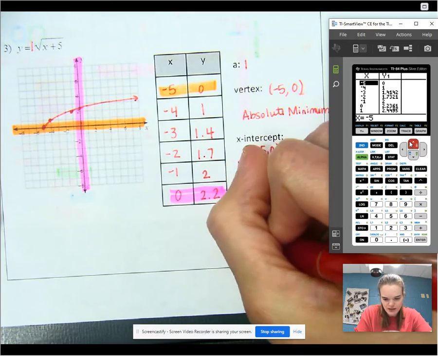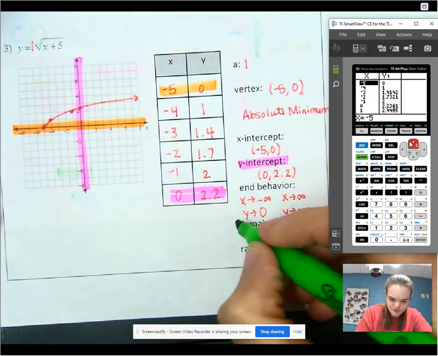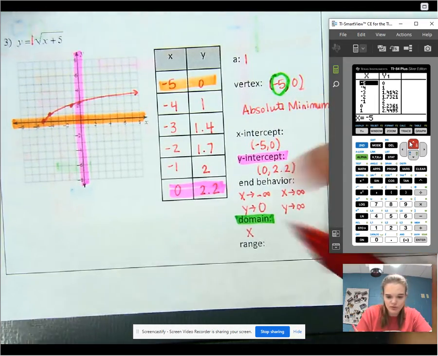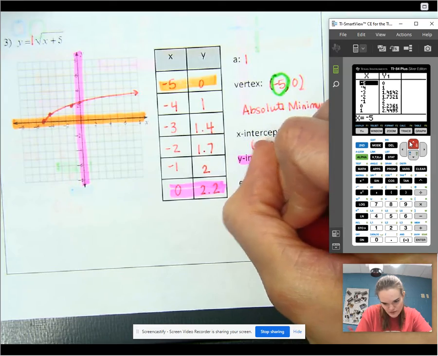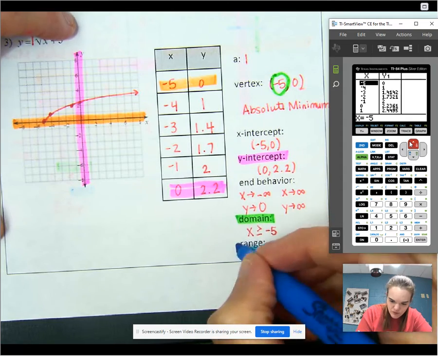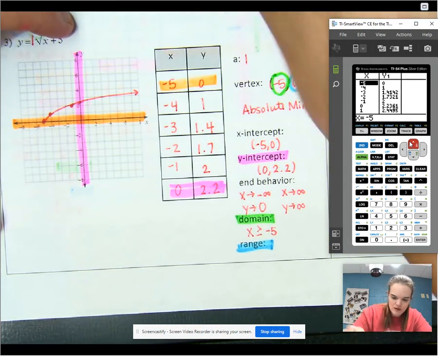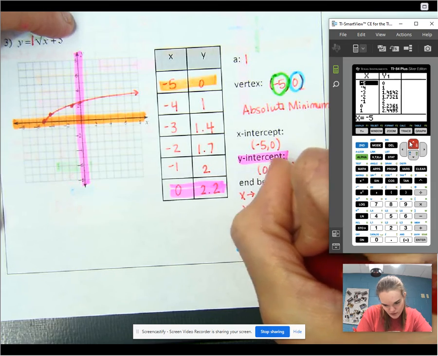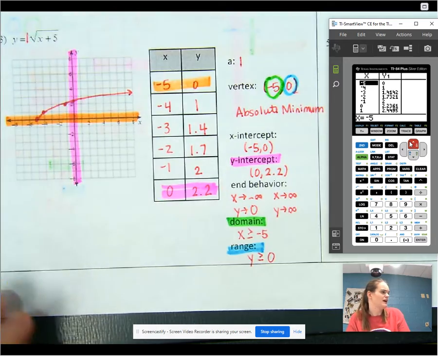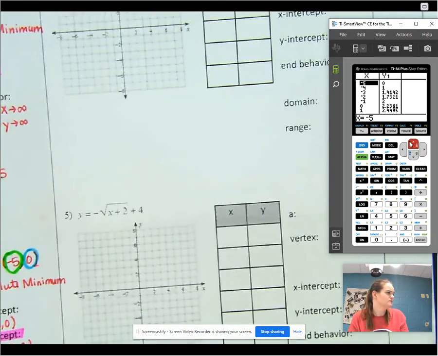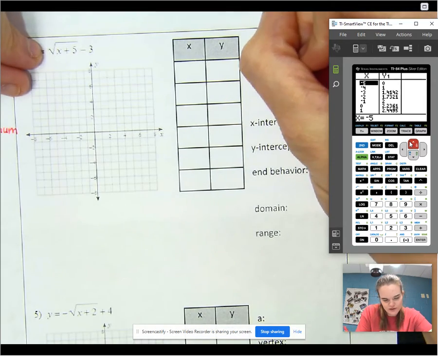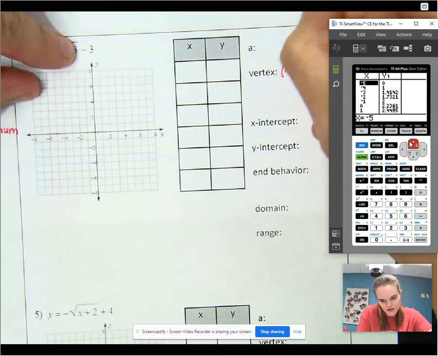The domain, it's always going to start with x, and it's going to be this number. It is going right, so it is greater than or equal to negative 5. The range comes from this number. Y is going up, so it's greater than or equal to 0. Okay. 4 and 5. Again, if you didn't pause the video, pause the video. Okay. The vertex, negative 5, negative 3.